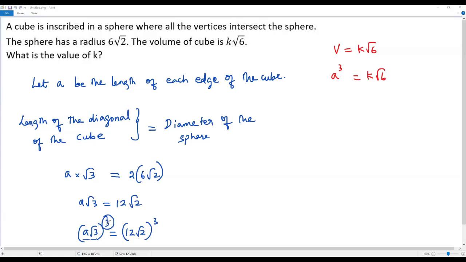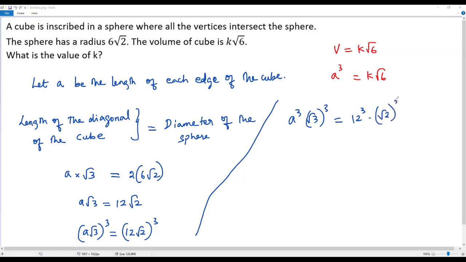So whenever two quantities are multiplied and we have the common exponent, the exponent can be taken separately for each term. Then I'm getting A cube times square root of 3, the whole cube equals the same thing. Here two quantities are multiplied and we have the common exponent, so we can take the exponent 3 for each quantity separately, that is 12 cube times square root of 2, whole cube.